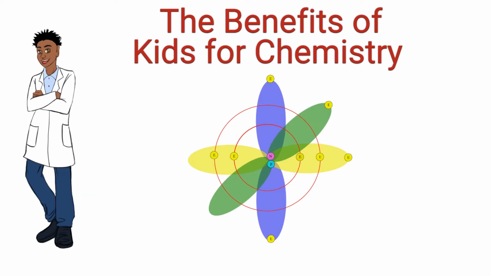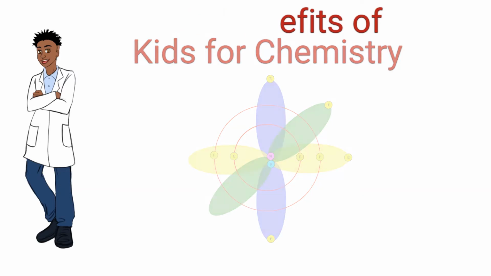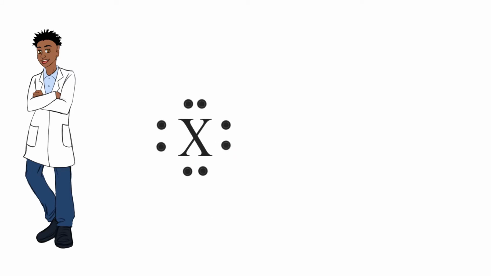For example, electron dot diagrams or Lewis dot diagrams are used to show the valence electrons of an atom that are available for chemical bonding. In covalent bonding, atoms share valence electrons in order to get a full octet, 8 valence electrons. Hydrogen is the exception. It forms a duet.